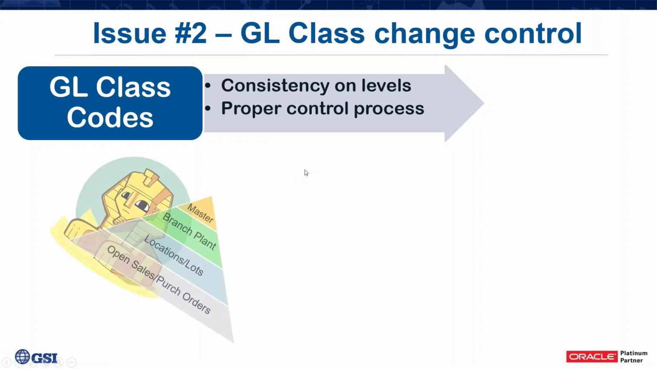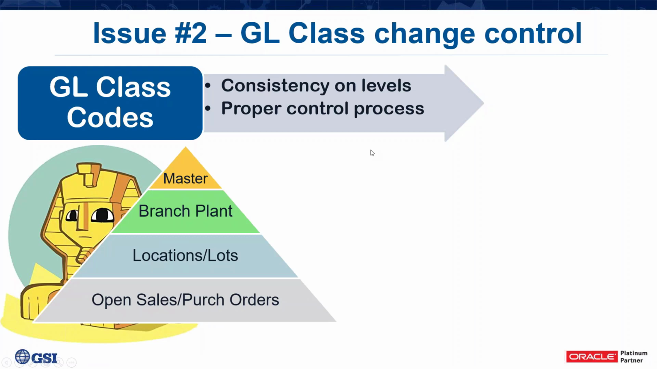Okay, so levels first. When we set up a new item, the very first thing we do is we set up an item master. That item master gets copied to one or more branch plants, of which that item will have one or more locations or lots within each branch plant, and then we start transacting. We can put sales orders or purchase orders in against those items accordingly. Now the GL class code goes into the item master and gets copied down to the branch. Then from the branch, it gets copied into all the locations, and then from there, it gets copied to all the sales orders and purchase orders. So you can see it's a multiplying effect as it goes down.